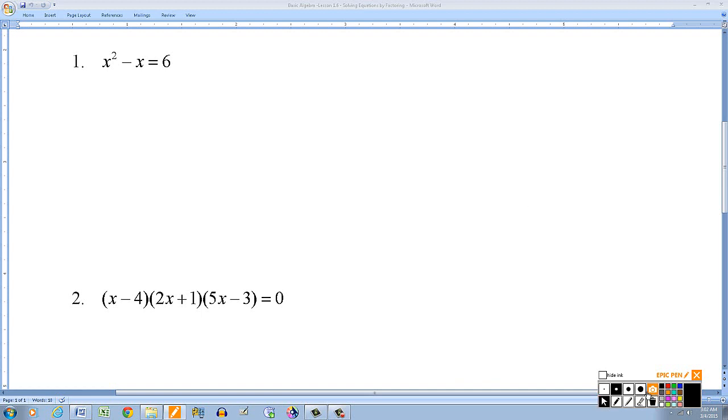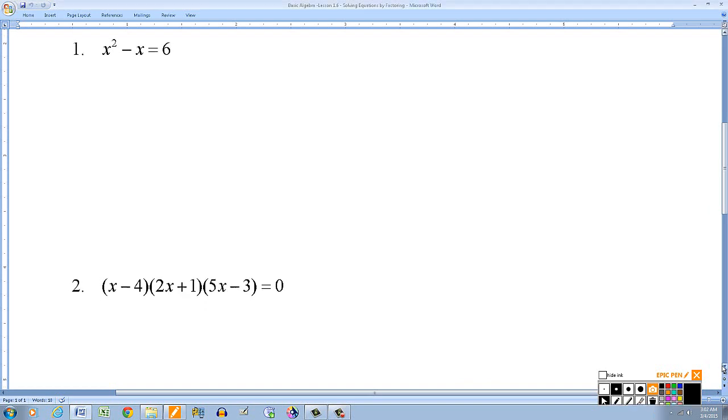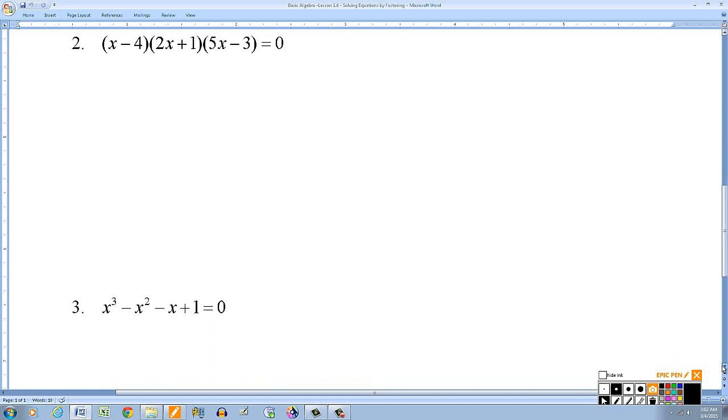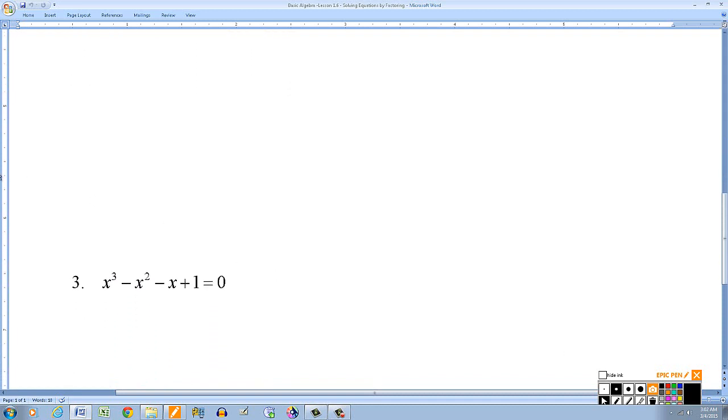And then the third example. This one I have one side is 0 already, so I don't have to do anything there. But then the left side consists of a polynomial, but it has 4 terms. So again, I have to try to factor this out. So different methods for trinomials, methods for binomials.